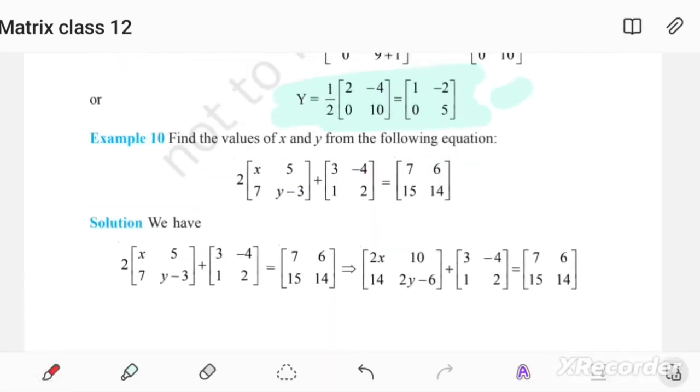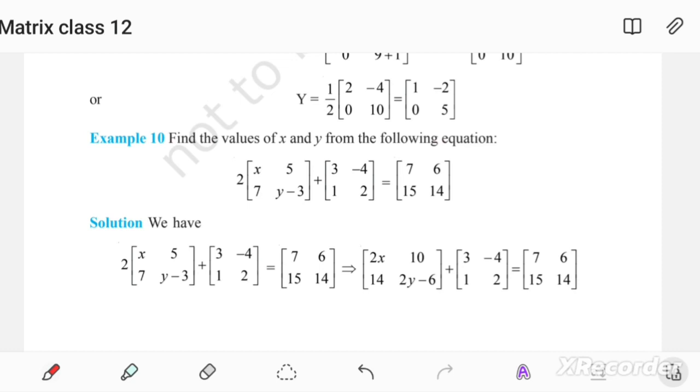Now moving ahead to example number 10. What does example number 10 say? It says we have to find the value of x, y from the following equation. This is a sort of equation which is given to us, right? What is our task? Our task is to find x and y. How will we approach this? Basically, we are clueless here about what we have to do.